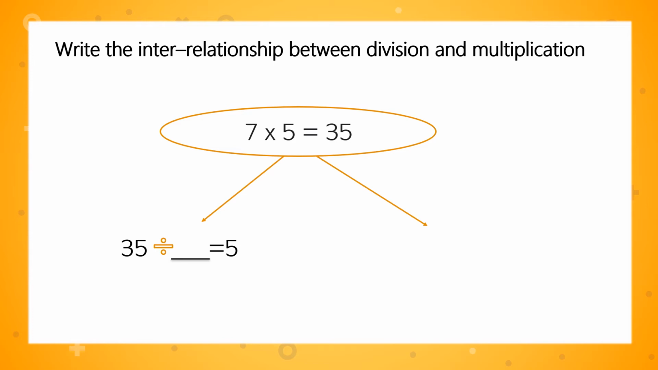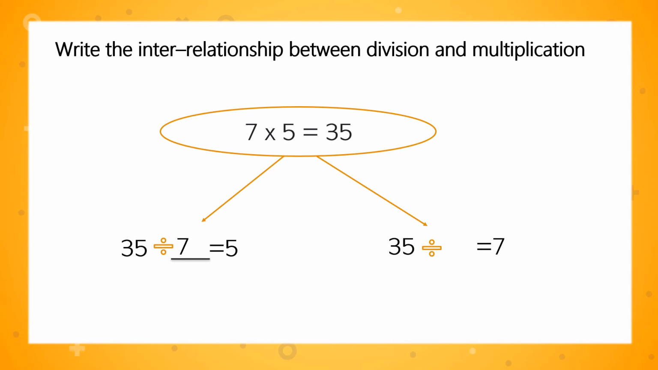5 1s are 5, 5 2s are 10, 5 3s are 15, 5 4s are 20, 5 5s are 25, 5 6s are 30, 5 7s are 35. We got 5 7s are 35. So 35 divided by 7 is equal to 5.